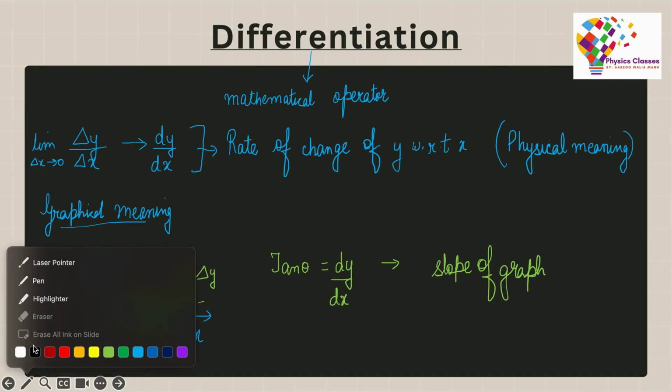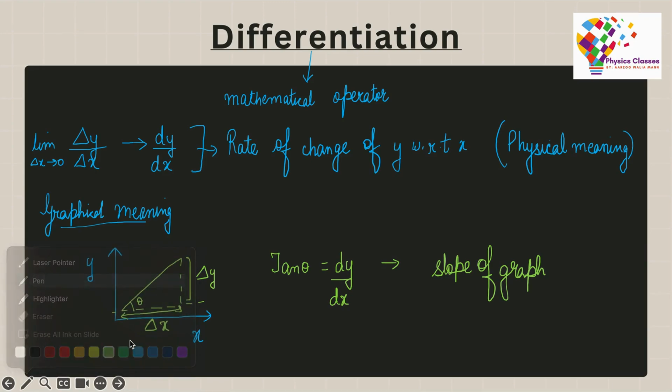So physically, differentiation means that you're taking the rate of change of one quantity with respect to another. Graphically, differentiation means that you are trying to find the slope or the gradient of the graph. You can also calculate the gradient of the graph by doing tan theta, or you differentiate y with respect to x.